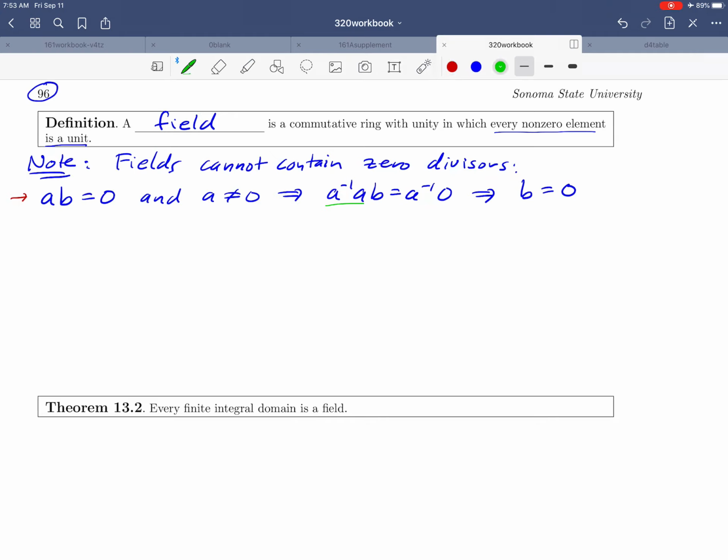Well, basically, we've proven that in a field, if you have a times b and you get 0, then at least one of the a or the b has to be 0. It's impossible for both the a and the b to be non-zero. That statement exactly rules out the possibility that we have zero divisors. And so that observation leads us to a very important second observation, and that is that every field is an integral domain.